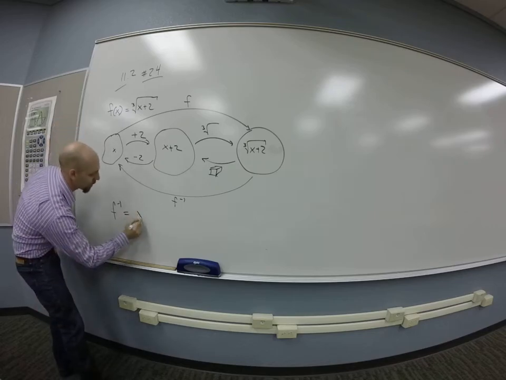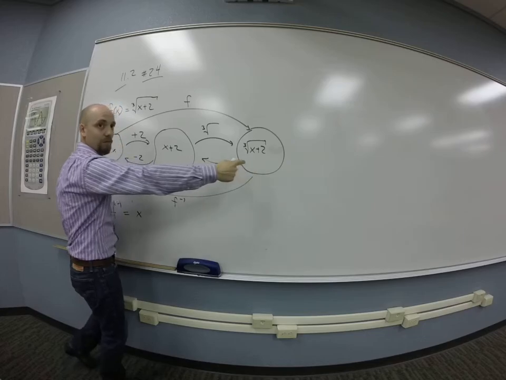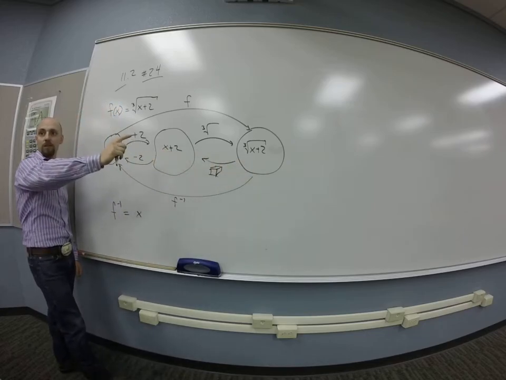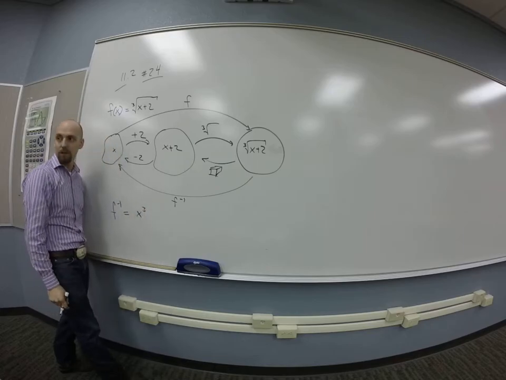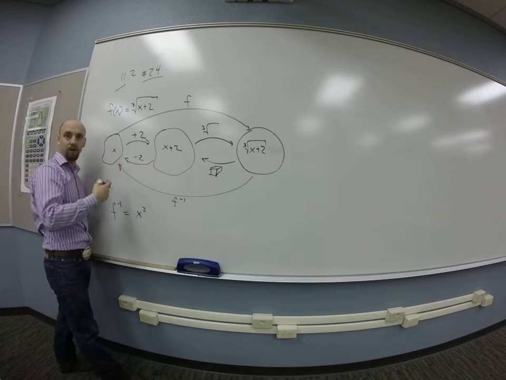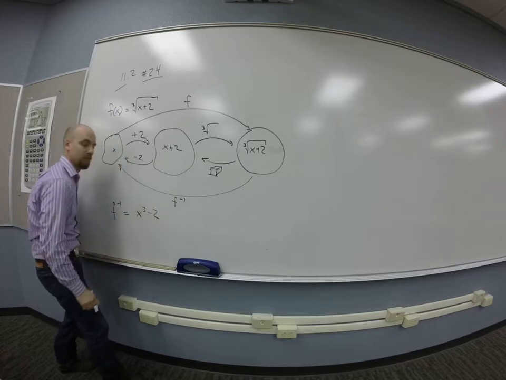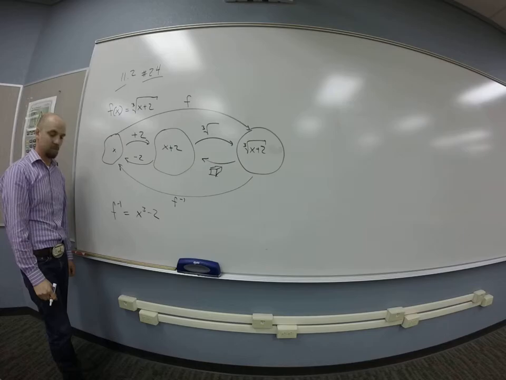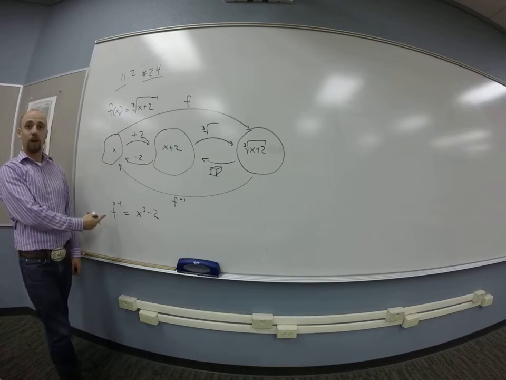I start with an x, right? So I'm starting over here. Then my first thing I do is cube it. So I get x cubed. That gets me to here. Then what do I do? Subtract 2. Then I'm done. So I should probably fix my notation, right?